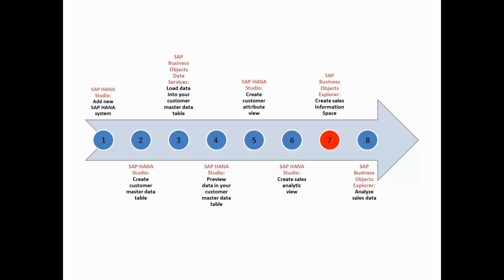Okay, so let's see where we are now. We build customer data. We have loaded the data. We have taken a peek at the data, built our customer attribute view, and built an analytical view that joins to products and also joins to sales. But we haven't seen anything. So let's go up and take a look in Business Explorer, what we could do.